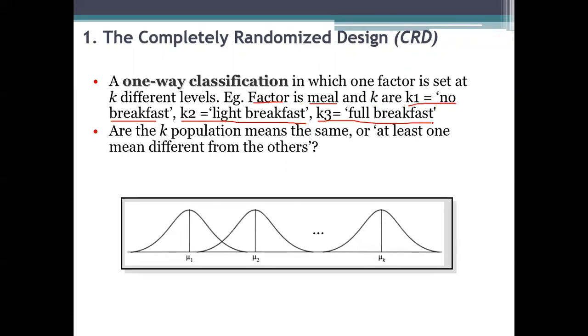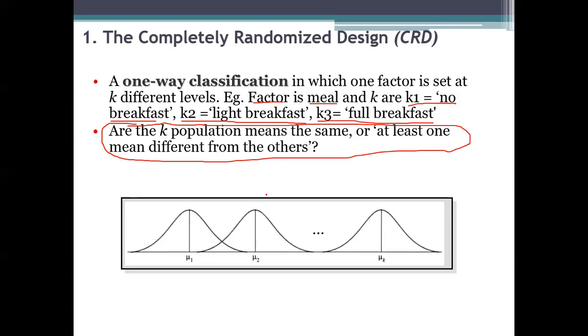So K is the number of population means. Are the K population means the same, or is at least one mean different from the others? That is the situation why we need to conduct the CRD design in one-way ANOVA analysis, because we want to measure the means of the three populations, that is no breakfast, light breakfast, and full breakfast. We want to know whether at least one mean is different from the others, or otherwise.